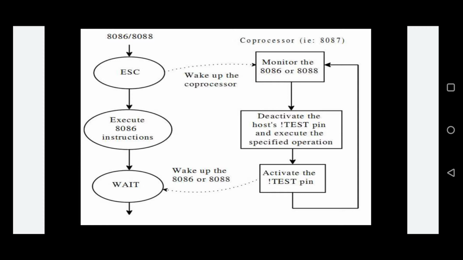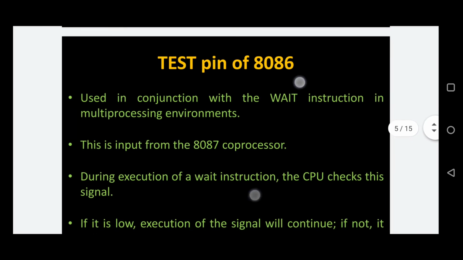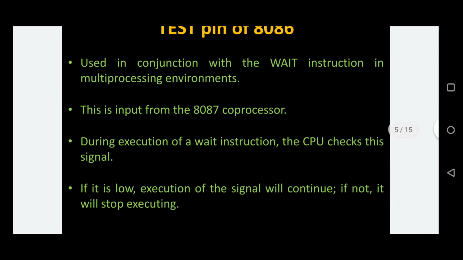The test pin is a very important pin, because the test pin will define the operation of the coprocessor. Let me explain the basic concepts of the test pin. This is the input from the 8087 processor. For example, during the execution of the wait instruction, the CPU checks the test signal. If the test signal is low, the execution will continue. If it is not low, it will stop executing. So that is the basic function of the test pin.